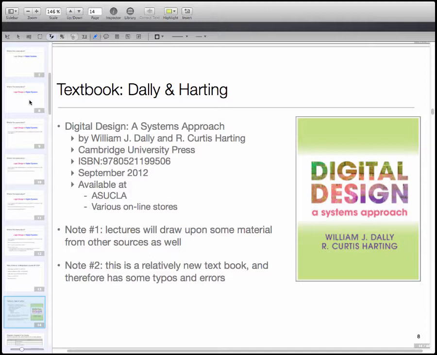Textbook. We are going to be using this book, Daly and Harting. It should be in the bookstore. It's on Amazon, a bunch of places.